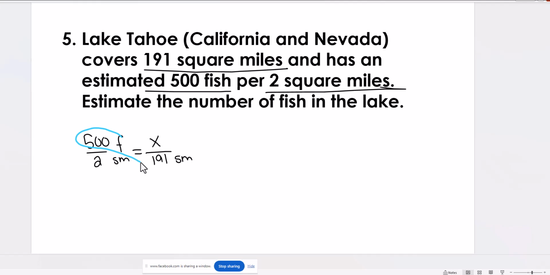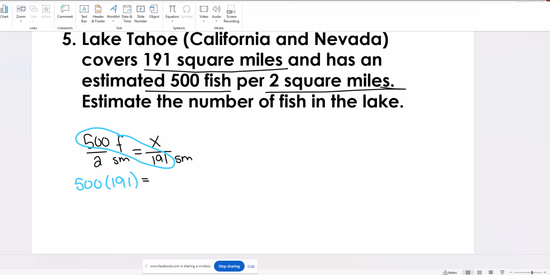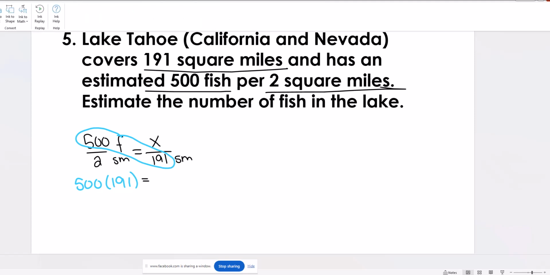I'm going to take 500 times 191. Let's write that. 500 times 191 equals, and now we're going to take 2 times x. All right, we're cross multiplying. 2 times x. We'll have 2 and an x.